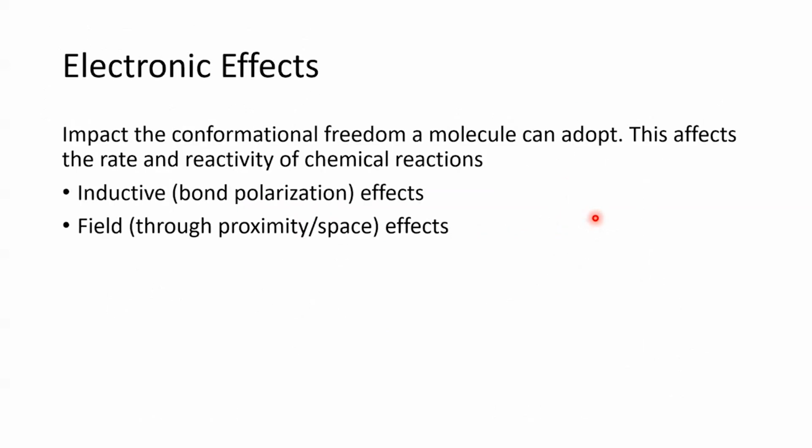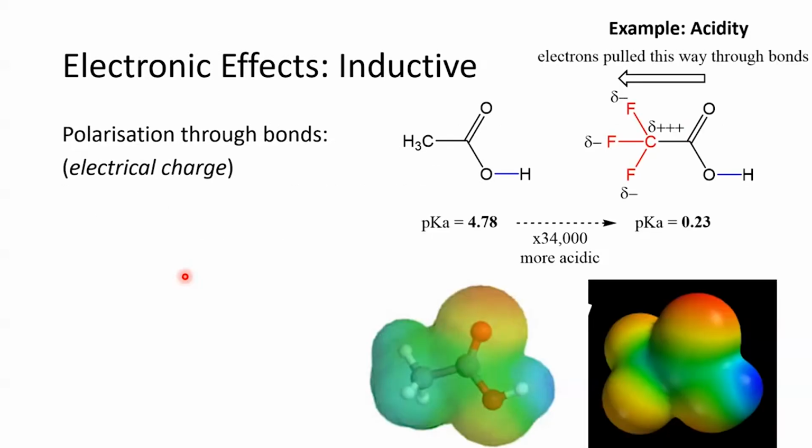Now looking at electronic effects. These can also impact the conformational freedom a molecule can adopt, as well as the rate and reactivity of chemical reactions, similar to steric effects. However, these occur through inductive effects, which is through-bond polarization, or through field effects, which is polarization through proximity or nearby space. So to give you an example of polarization through bonds, we can compare acetic acid, which has a pKa of 4.78, to trifluoroacetic acid, which has a pKa of 0.23, making trifluoroacetic acid 34,000 times more acidic than acetic acid. And the reason for this is electronegativity.